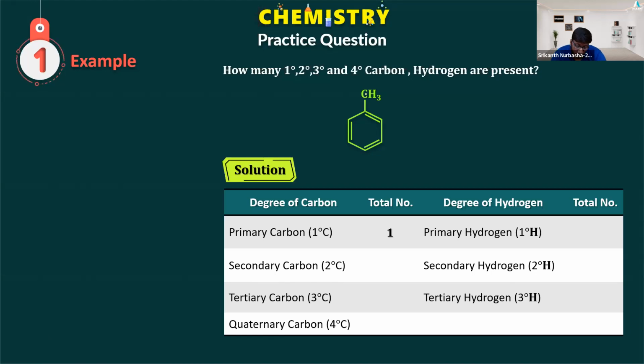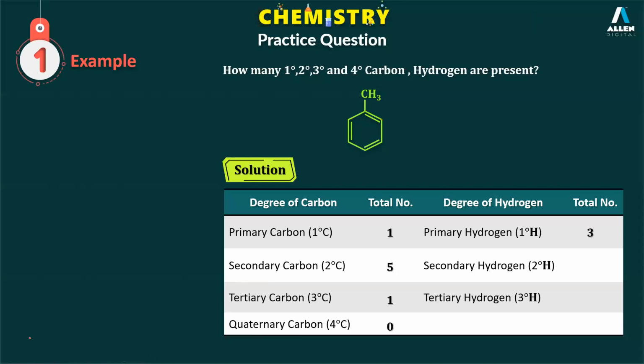Secondary carbons, how many are there? 6 or 5? 5. This carbon is actually connected to three other carbons, so that should be tertiary. So we have 5 secondary carbons. Tertiary carbons are going to be 1. Quaternary carbon is 0.